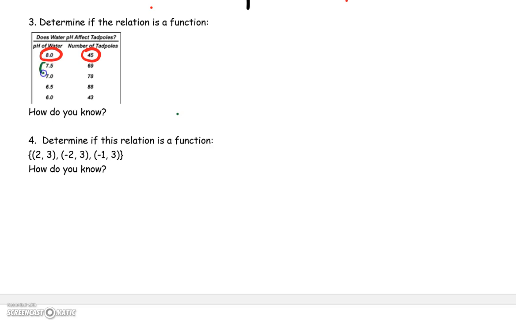Similarly, an input of 7.5 to the function yields an output of 69. It is the only output when you input 7.5. An input of 7 yields only 78. An input of 6.5 yields only 88. And an input of 6.0 yields only 43. There is no input that yields more than one output. And therefore, I would say that number 3 is a function.